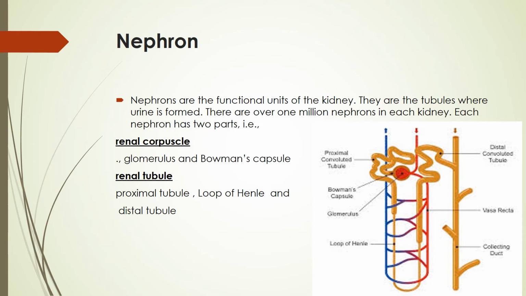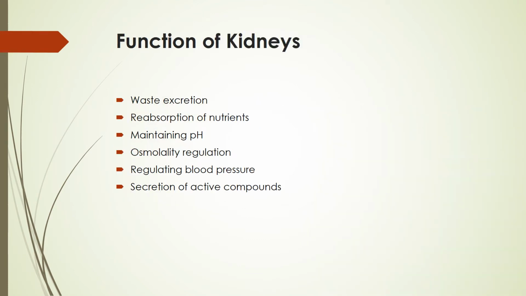Means two coiled structures are formed. First is proximal tubule and the last one is distal tubule, and in the center of these there is a loop of Henle. The distal tubes of many nephrons open in a collecting duct. Many collecting ducts join and drain into the renal pelvis. The next is function of the kidney.